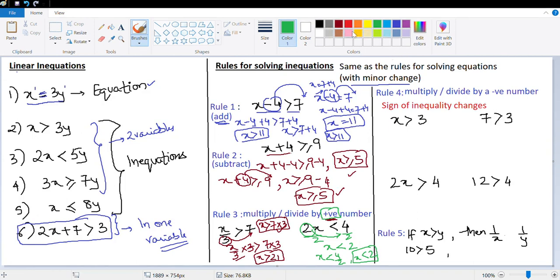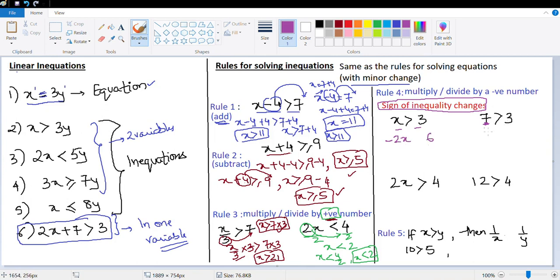Let's look at what happens if I multiply or divide by a negative number. This is the major change between an equation and an inequation: the sign of inequality changes. To understand this, let's look at this particular example that I've given. x is more than 3. Let x be equal to 7, for understanding's sake. So if I multiply both sides by, let's say, negative 2, this becomes negative 2x and this becomes 6.